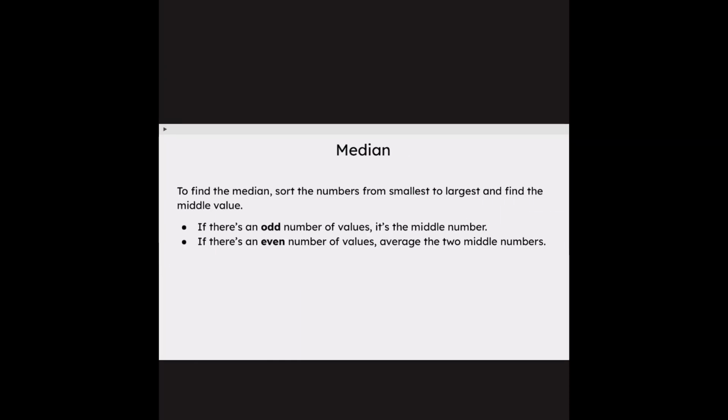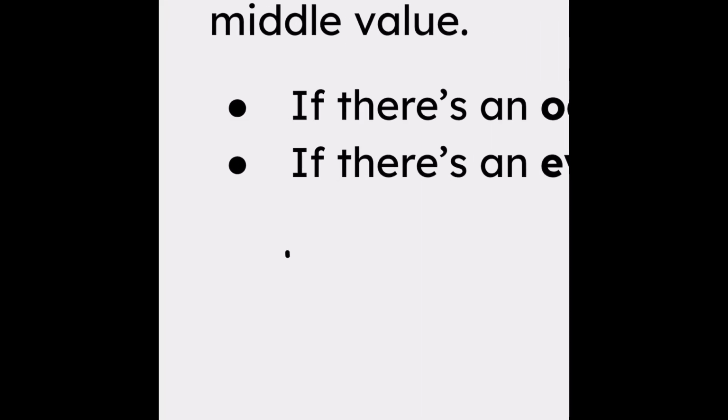The median, so to find that, we're going to sort the numbers from smallest to largest and then find the middle value. If there's an odd number of values, then it's going to be the middle number. But if it's an even number of values, we're going to find the average of the two middle numbers. So let's look at what that means. Let's say that we have this 1, 2, 3, 4, 5. This is sorted in order, so we would go and find the middle value. If I cross out one by one, I get that the middle value is 3. So then that's my median.